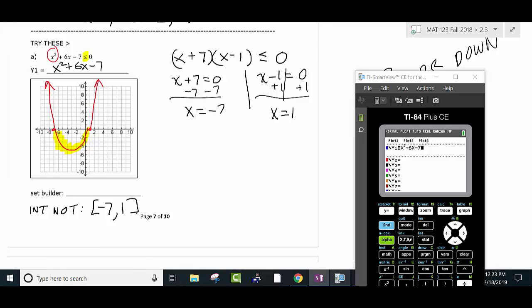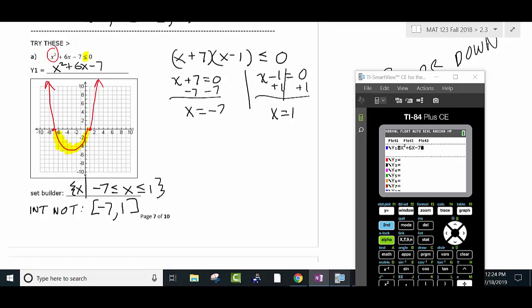All right, doesn't have the infinities. And then your set builder, you would say set of x. And if you do it this way, you have to say x is in the middle of -7 and 1. So you write that as -7 less than or equal to x less than or equal to 1 like that. Okay? So you got to know how to write those things in intervals and in sets.